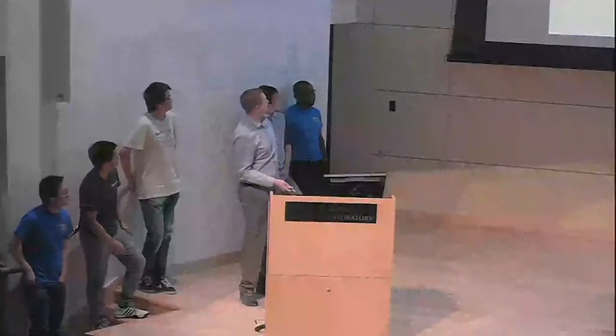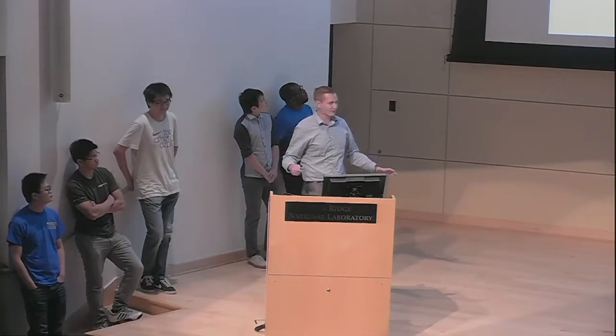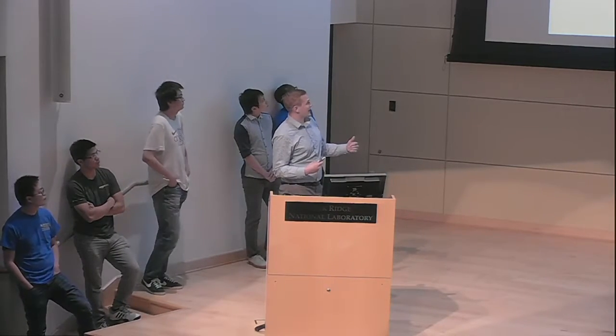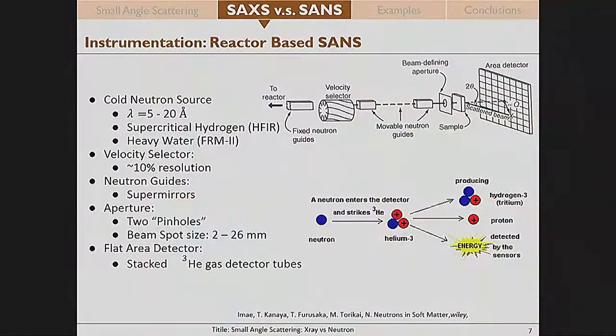All right, so now I'm going to talk about the neutron side of the instrument. So the SANS guides that are at a continuous source, they use a cold neutron source, which is usually supercritical hydrogen or heavy water, depending on the reactor that you're at. So first, the neutrons start at the reactor. They go through this velocity selector, which is basically like a turbine that's rotating at the correct speed to only allow neutrons through that are at a specific velocity. And that's how you control your wavelength.